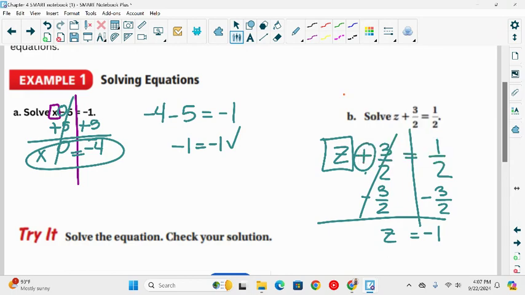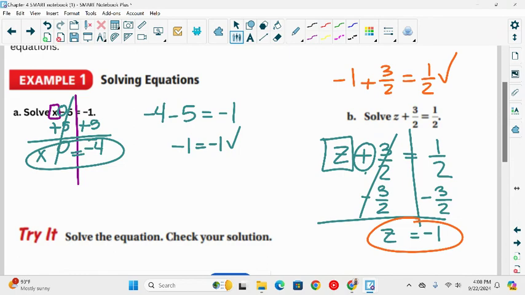So I'm going to come up here and write z plus 3/2 equals 1/2. I'm going to replace z with -1. I'm going to punch it in my calculator. It is -1 plus 3/2 equals 1/2. And it does, so I know my answer is correct, so I can circle my answer and move on.